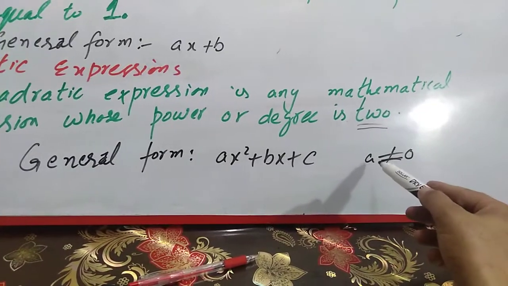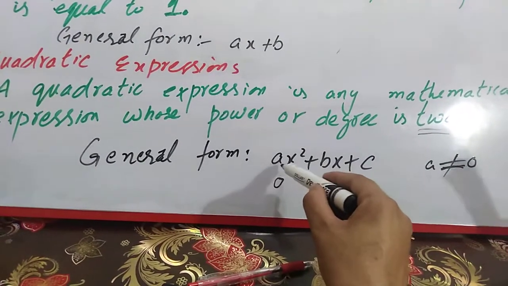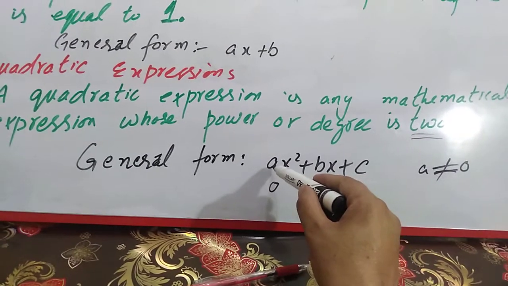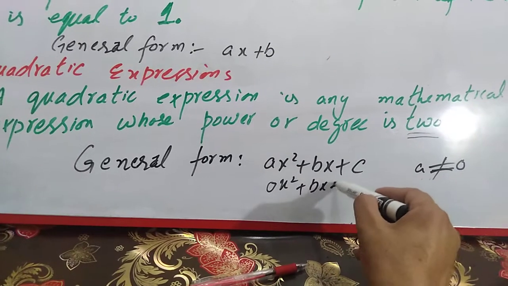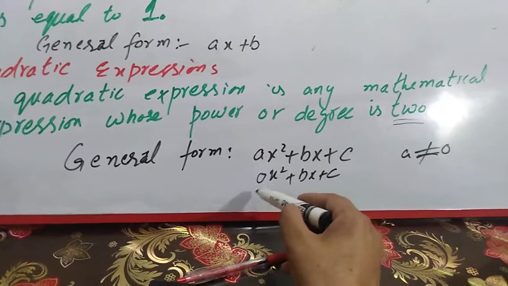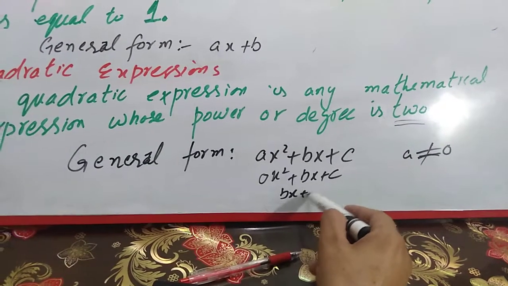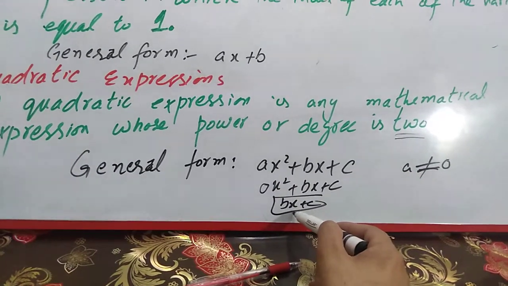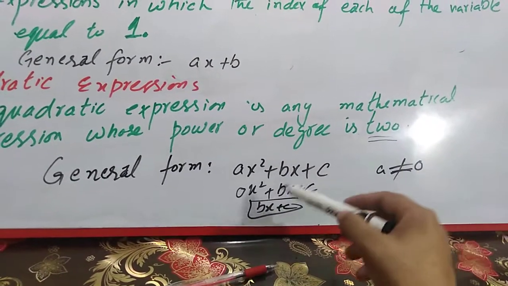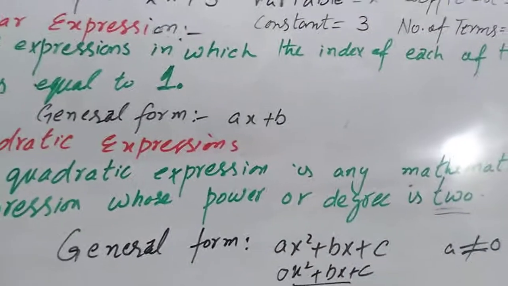Over here I have also written that a cannot be equal to 0. Why? Because if we put a equal to 0, then you can see what type of equation will be formed. Then we get a linear expression, the x square term becomes 0, so it does not remain a quadratic expression if we put a equal to 0. So the value of a cannot be equal to 0.